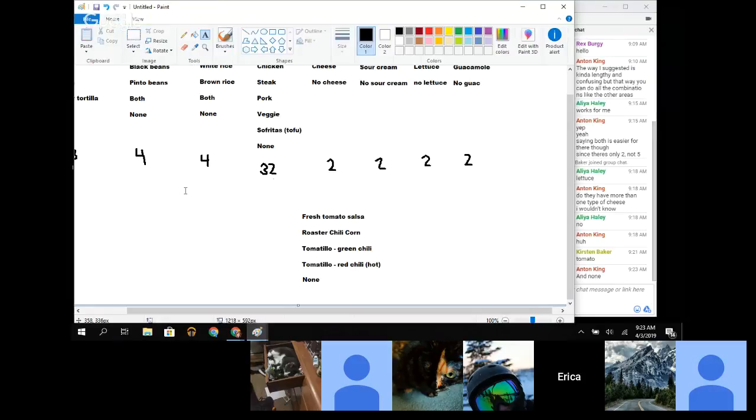How do you want to consider this? Are you only going to pick one salsa, or can you choose more than one salsa? Depending on that decision depends how we're going to calculate the number of combinations.